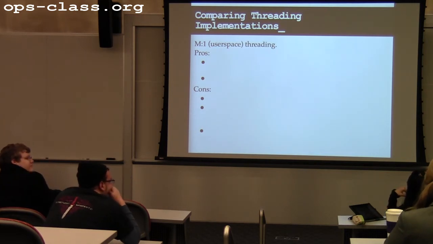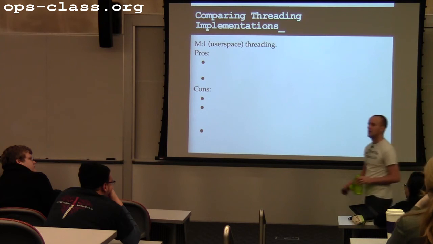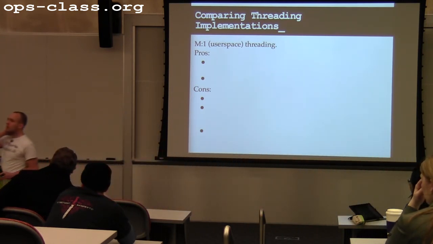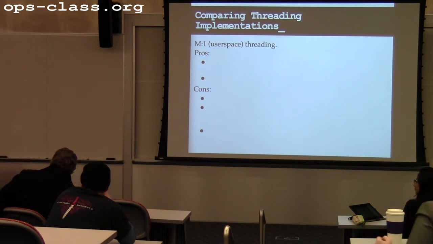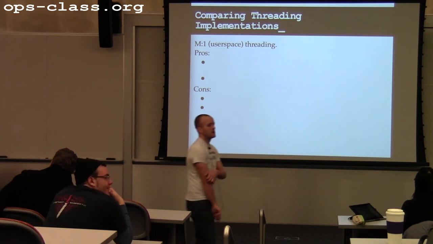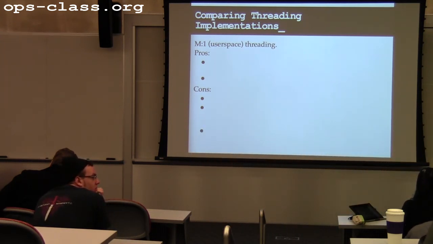All right, so pros to doing threading in user space. There are some pros, right? What are they? I keep saying the kernel doesn't know that there are threads, right? But because the kernel doesn't know that there are threads, what's not happening? Yeah, Jeff. Okay, I don't have to request the kernel create a new thread. That's true. What else don't I have to request the kernel do?